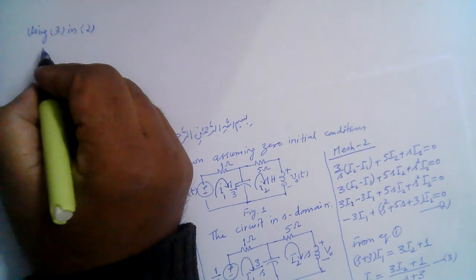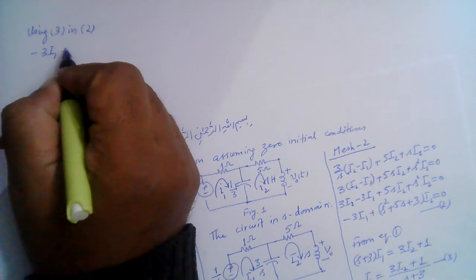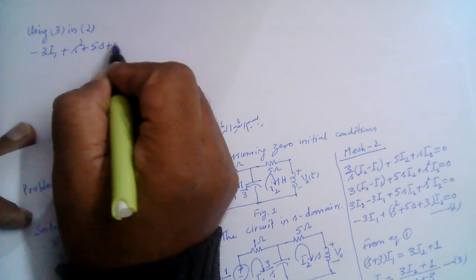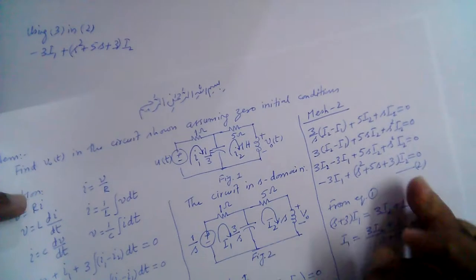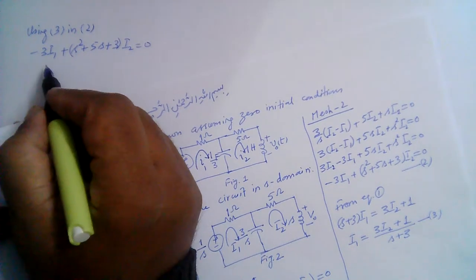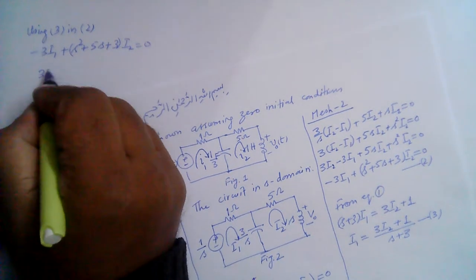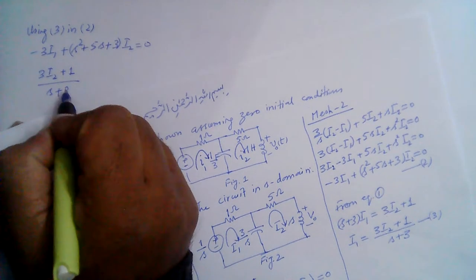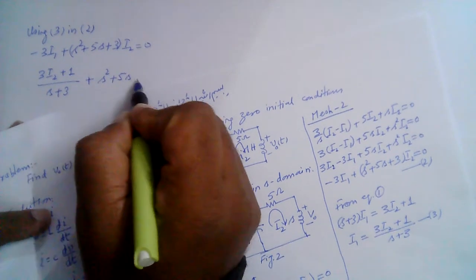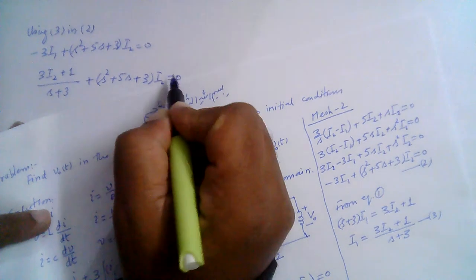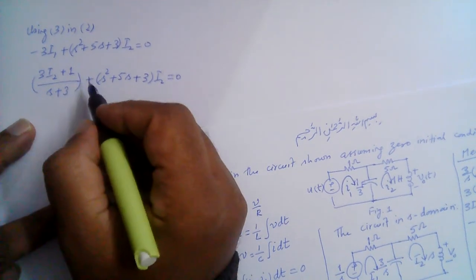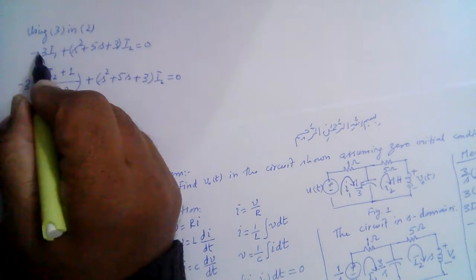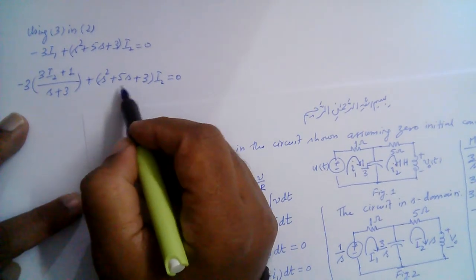So using equation 3 in equation 2, let me rewrite. Minus 3 I1 plus s square plus 5s plus 3 into I2 is equal to 0. And we are substituting I1 here. So I1 is 3 I2 plus 1 over s plus 3, multiplied by minus 3, plus s square plus 5s plus 3 into I2 is equal to 0.